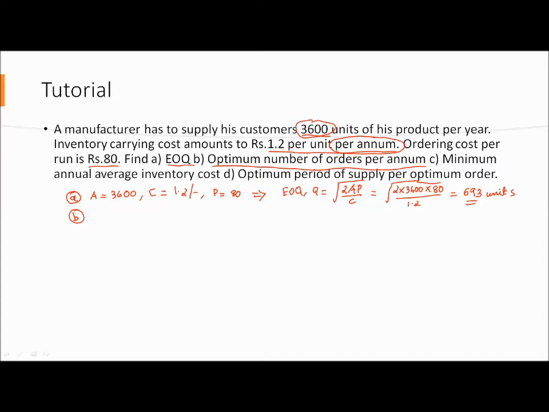We can write it as optimum number of orders is equal to the total number of units required, that is 3600 divided by 693. So you can approximate it to something around 5. Okay, so there should be minimum 5 orders so that the cost will be minimum. So you got the optimum number of orders, and let's go to the next part, that is minimum annual average inventory cost.